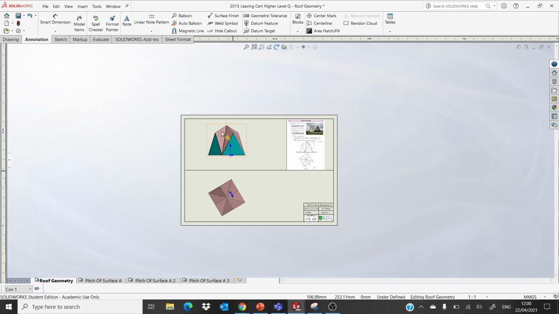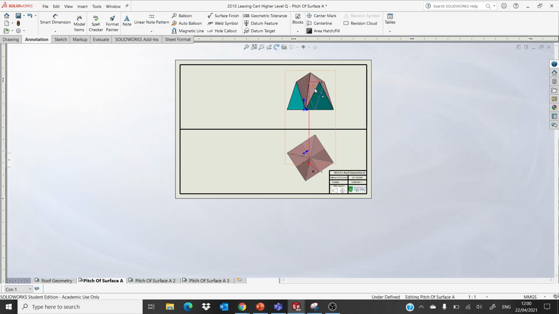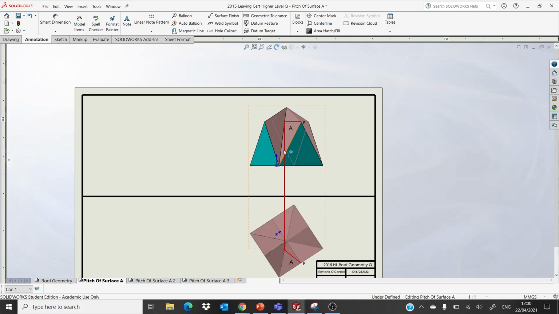When we look at surface A, we can see that no line on the surface is a true length line. And how do we know that? Well, from auxiliaries, in order to see the true length of a line, it has to be parallel to the XY line in plan or elevation. This line here is not parallel in plan or elevation, this line is not parallel in plan or elevation, and neither is this line.